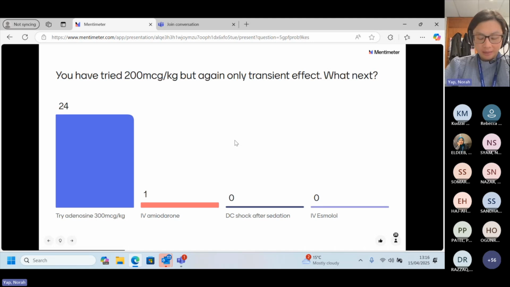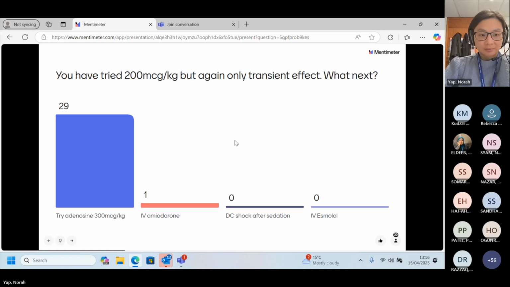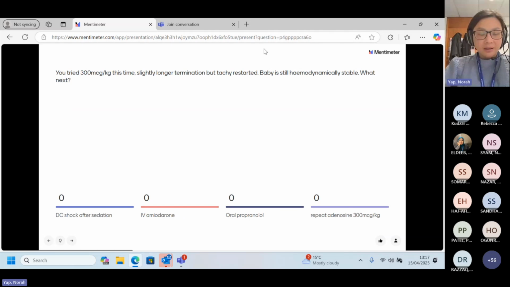So still hemodynamically stable. Right, okay. And then you've tried 300 this time and you get a slightly longer termination, but then the tachy restarted again. The baby is still hemodynamically stable. And what do you want to do now?